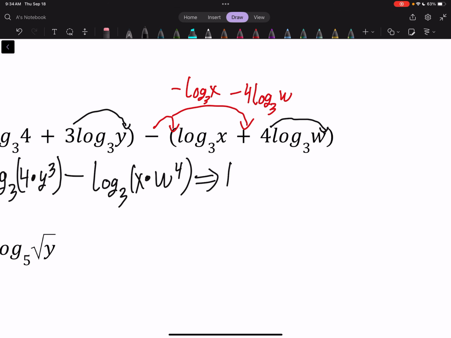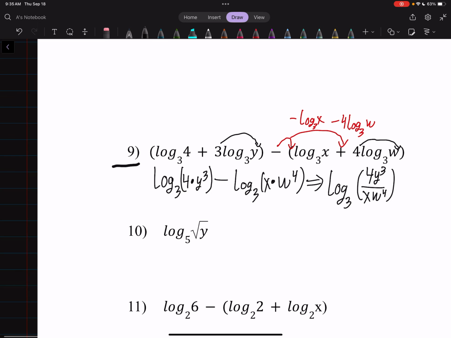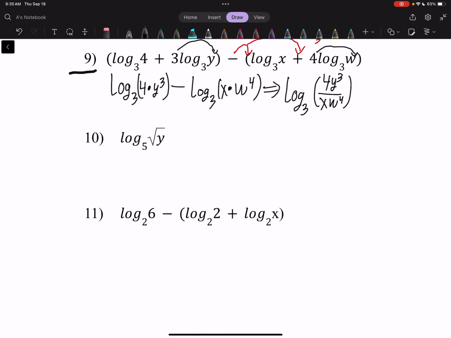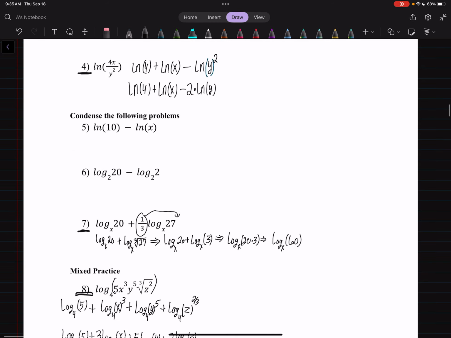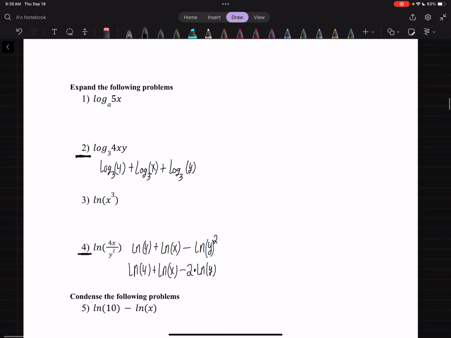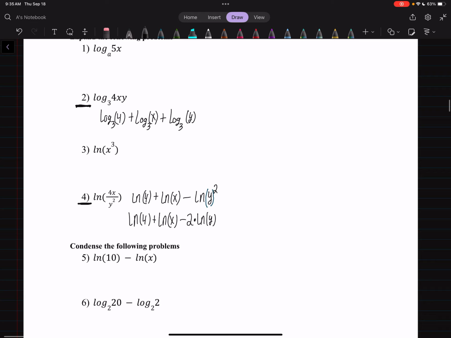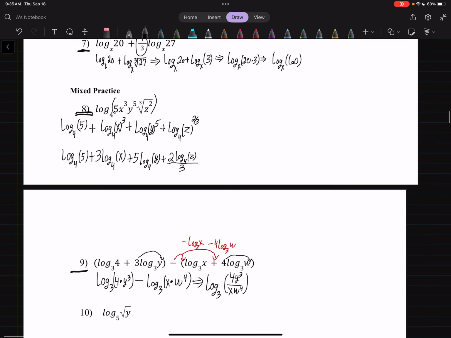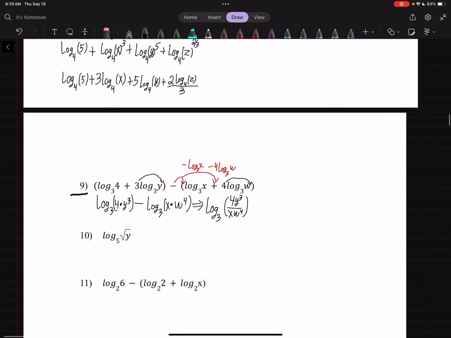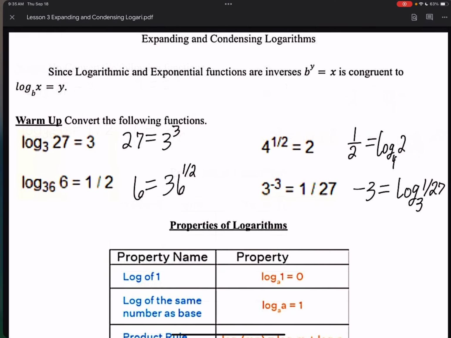Log base 3. I'm going to have 4y cubed on the numerator and x w to the 4th in the denominator. Finished. Try 10 and 11. So I'm going to go up one more time, give you the opportunity to pause the video to try numbers 1 and 3, 5 and 6, 10 and 11. All right, now let's go to the answers.